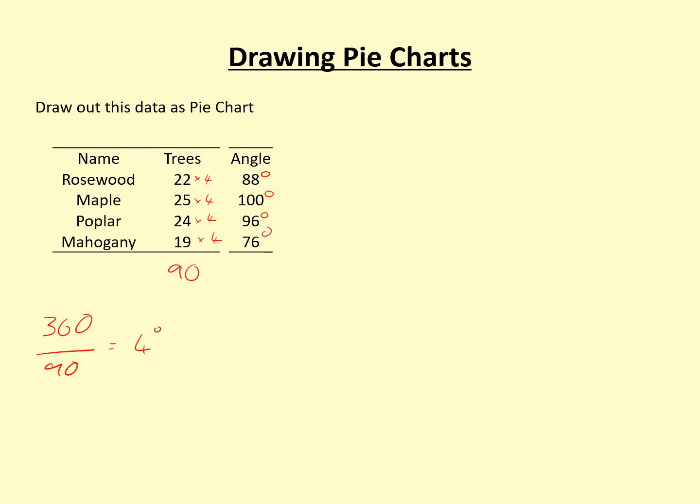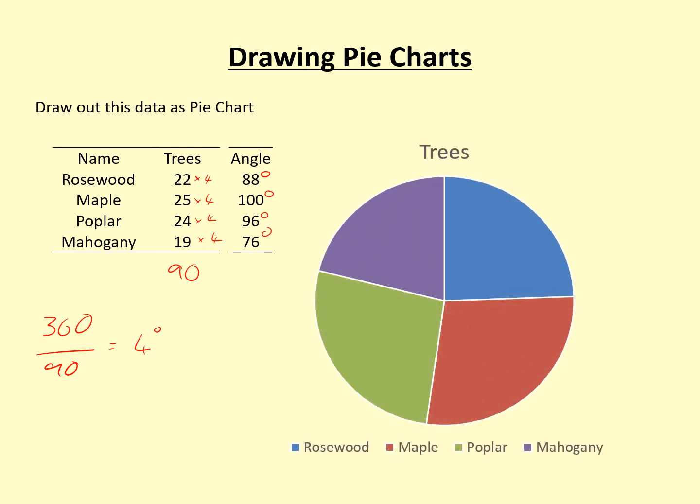So when you've drawn out yours, it should look a little bit like this one here. So again, for rosewood, this one should be an angle of 88 degrees, maple should be 100 degrees, poplar should be 96 degrees, and mahogany should be 76 degrees or thereabouts. And again, remember, you can be a degree or two out in either direction, as long as it all adds up to 360. The examiner won't be too critical if you're a degree or two out. That is tolerance level.